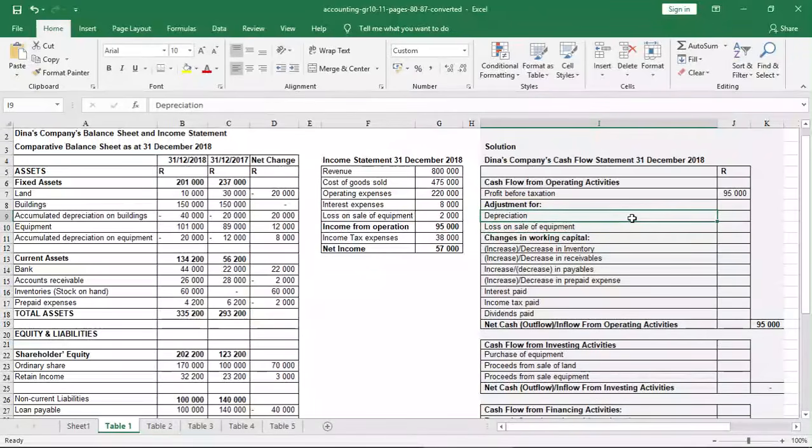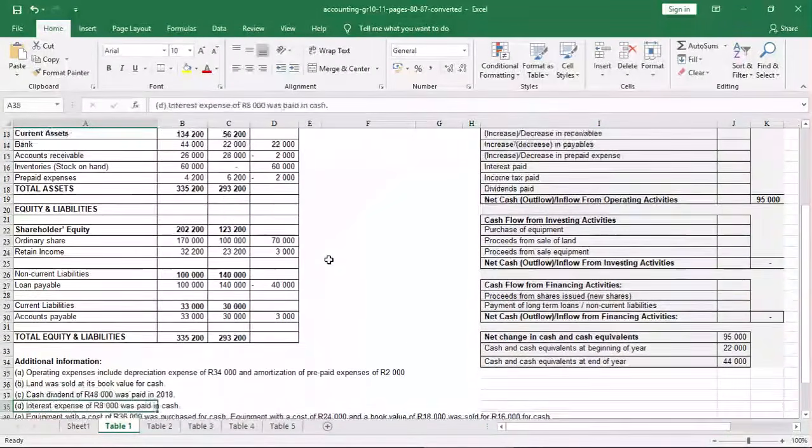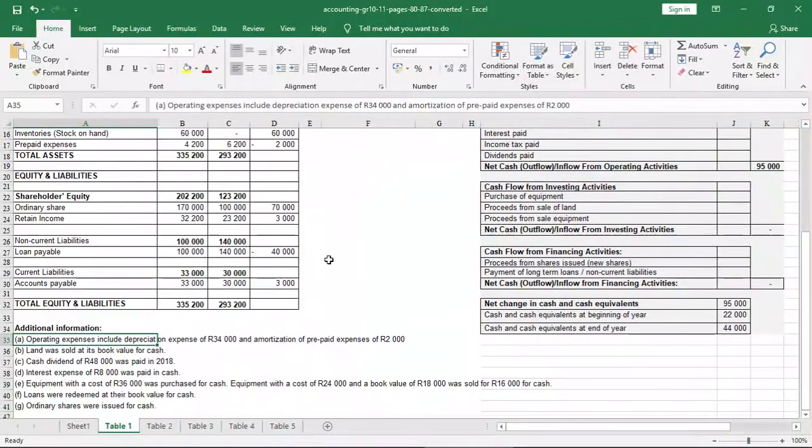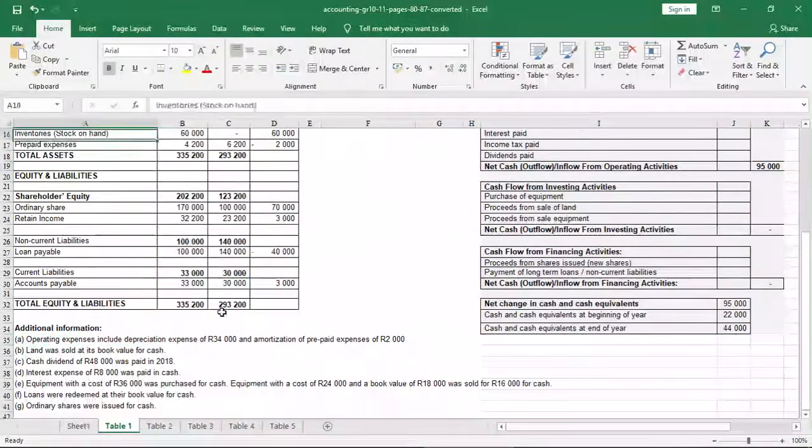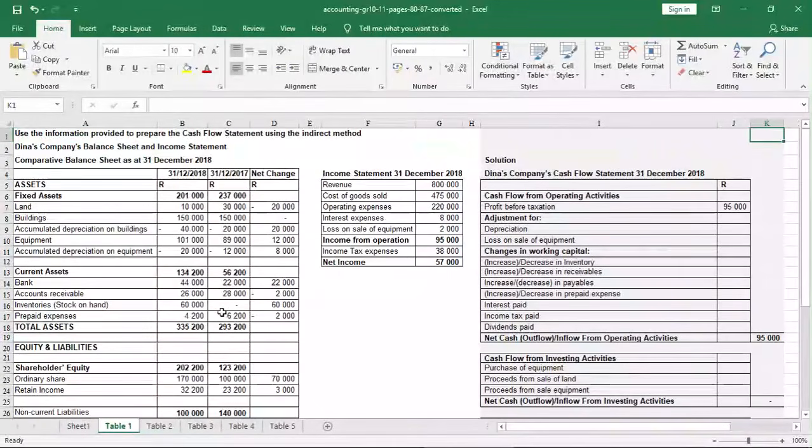and here we are dealing with movement of cash only. So depreciation, let's look at the income statement, because that's where we get depreciation. We can see here we don't have any depreciation given, so let's go to additional information. Under A, additional information, it says operating expenses include depreciation expense of 34,000 rand, and tells us also of amortization of prepaid expenses of 2,000 rand. But we are concerned with the depreciation, so we are given a depreciation expense of 34,000 rand. So they made it easy for us. We don't have to calculate the depreciation, so we just plug in the 34,000 rand.